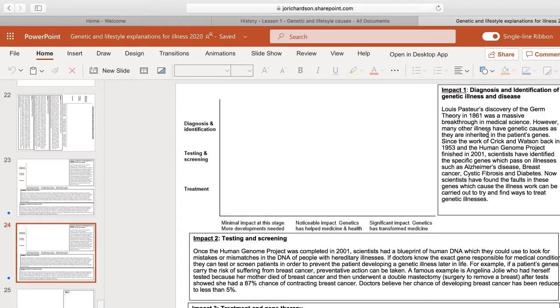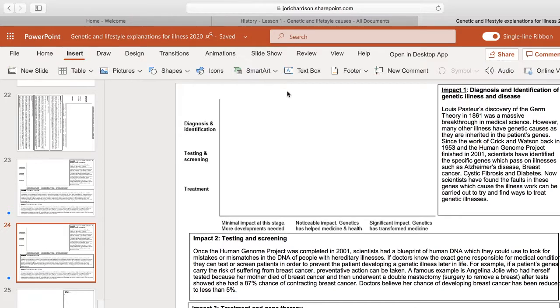So why is it important, do you think, when we look at diagnosis and identification? Would you say that had a minimal impact, a small impact? Was it a noticeable impact, or was it a significant impact? So read through that and think, is it a big deal? Is it significant that they're able to diagnose and identify genetic diseases? And I want you to put an X and take a piece of information as to why you put that there.